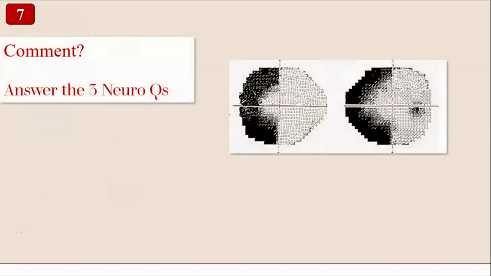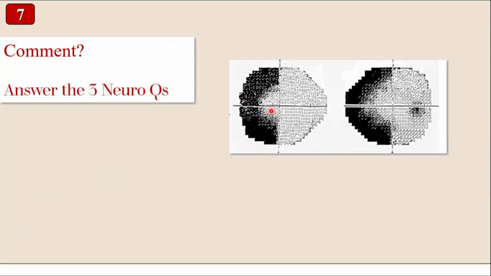Question number 7. It's an easy one. I need someone to speak, don't use the chat. This is a visual field showing left homonymous hemianopia respecting the vertical midline, and this seems to be incongruous. Congruous or incongruous? Incongruous. Okay. And what else?